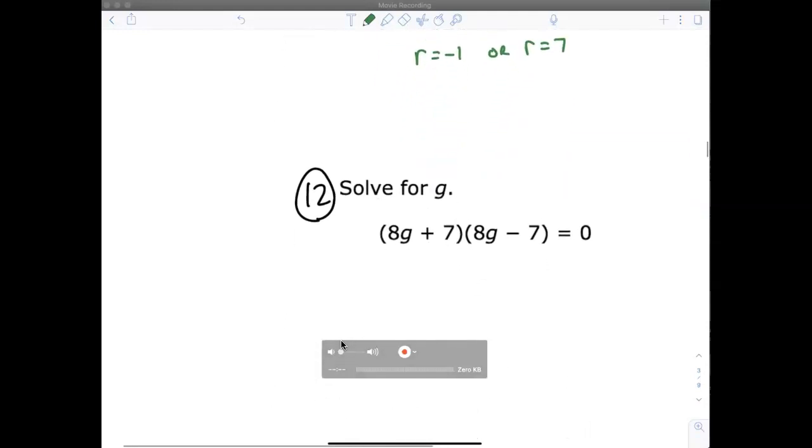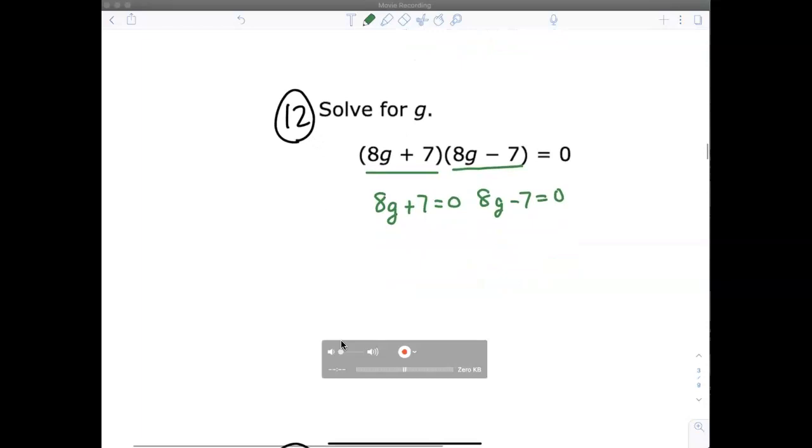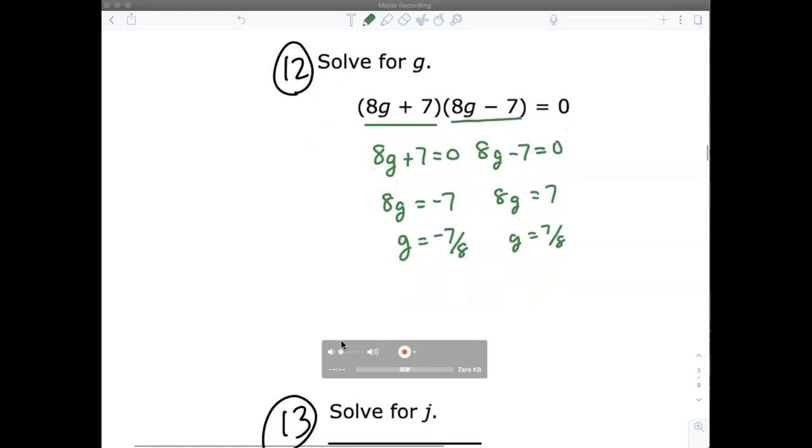Okay. A little bit harder now. We have now just two steps, but we just say 8g plus 7 equals 0, 8g minus 7 equals 0, and then we just go 8g equals negative 7, g equals negative 7/8, and over here 8g equals 7, so g equals 7/8. So generally what happens is we just say g is equal to plus or minus 7/8. Okay?